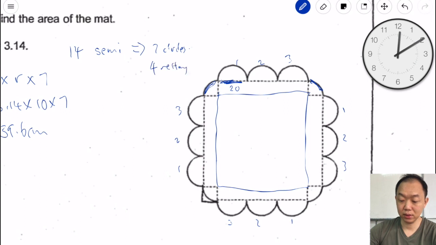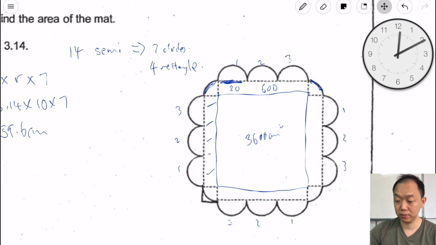4 rectangles. Now, what do I mean by rectangle? This is 1 rectangle, and then we also need the square. So what's the area of the square? It's 20, 20, 20, 60 times 60. So let's find the area of the square. So 60 times 60 equals 3,600. Okay, so that's the area of the square. Now how about one rectangle? So it's 20 times 10. No. It's 60 times 10. So one rectangle is 600. Okay, so I got four of them.